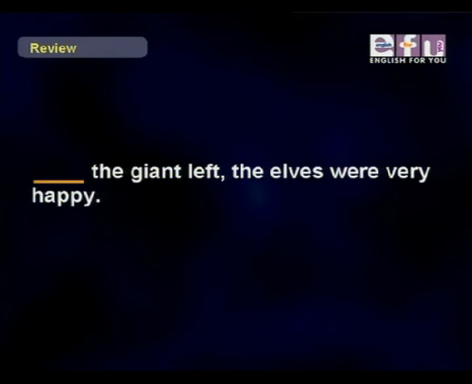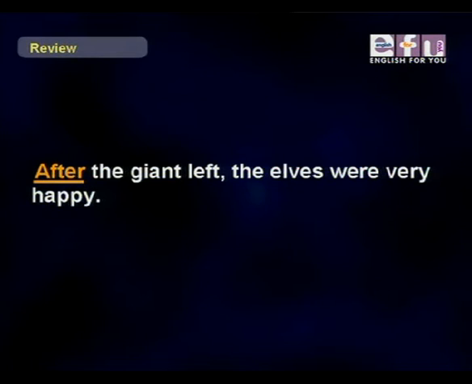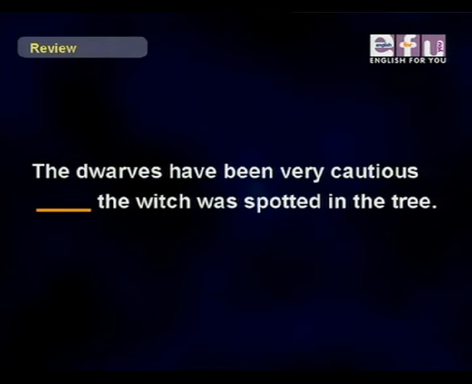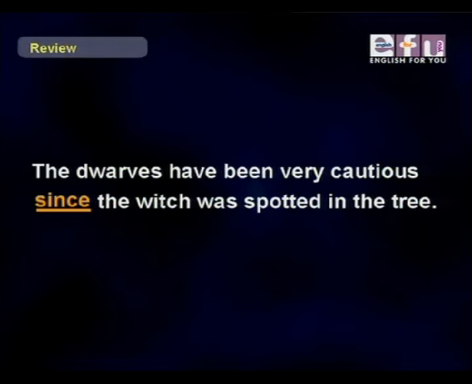So now let's do some exercises with adverb clauses. And this time you can fill in the blanks with appropriate words to begin the adverb clauses. Lewis, you can go first. So, something, the giant left, the elves were very happy. After the giant left, the elves were very happy. Excellent. After the giant left, the elves were very happy. Rosa, here's one for you. The dwarves have been very cautious, something, the witch was spotted in the tree. The dwarves have been very cautious since the witch was spotted in the tree. Good.